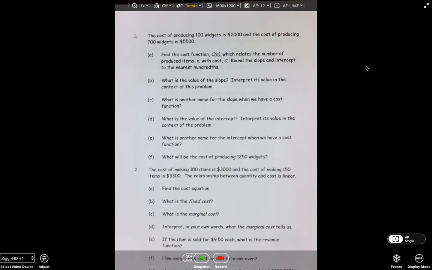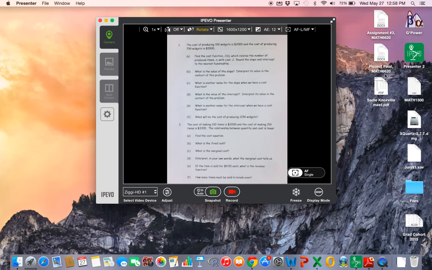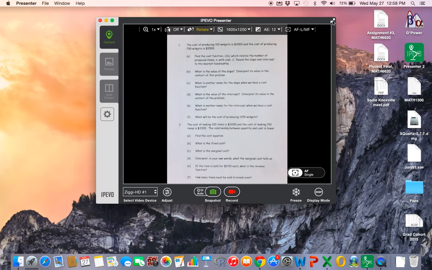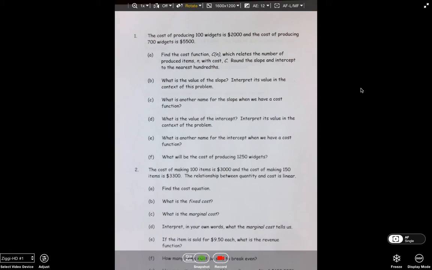Now, the cost of producing 100 widgets is $2,000. And the cost of producing 700 widgets is $5,500. So it says find the cost function C of n, which relates the number of produced items n with cost C. Round the slope and intercept to the nearest hundredths.